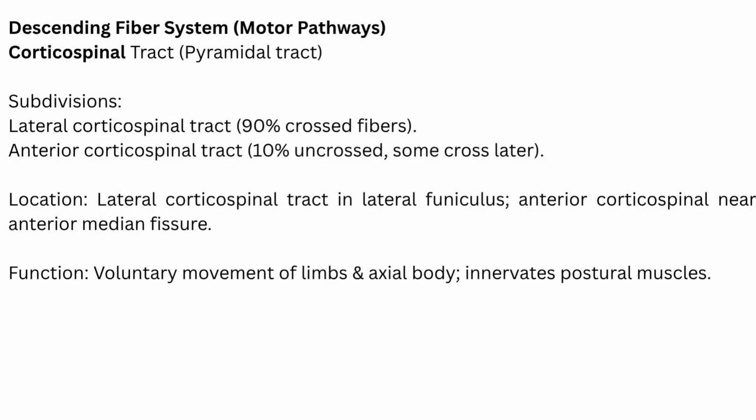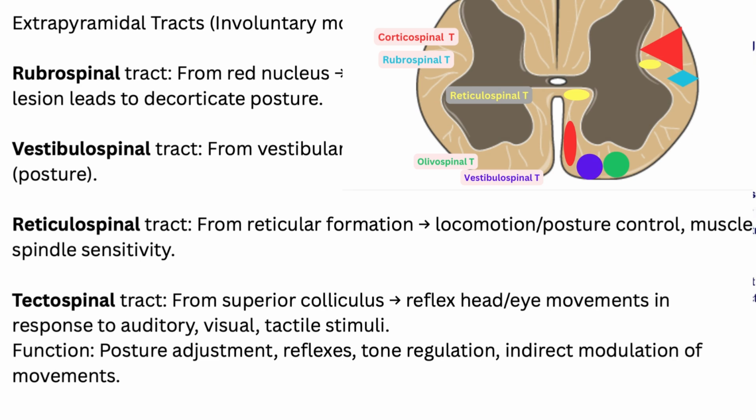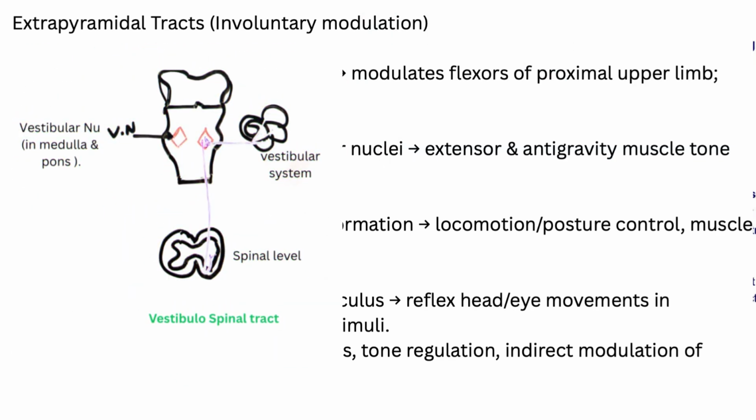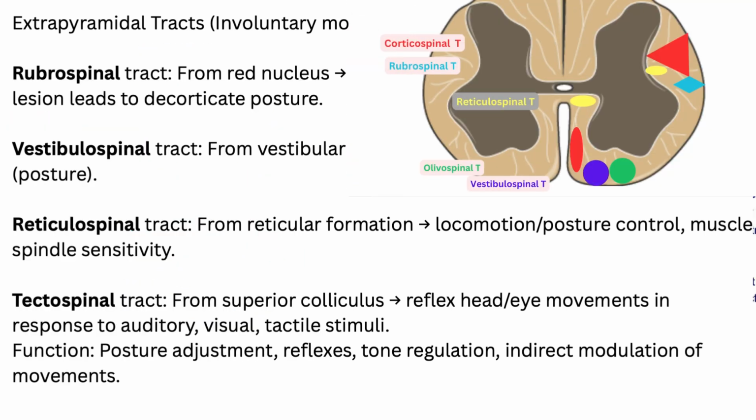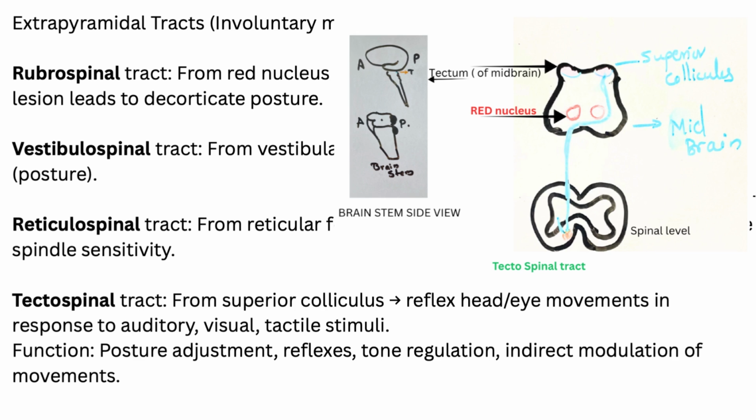The corticospinal tract we discussed already, starting from the cortex to the spinal cord, helping us with voluntary movement. Now, what are the other extrapyramidal tracts? The rubrospinal tract starts from the red nucleus in the brainstem and helps majorly with flexor tone activity in the upper limb. The vestibulospinal tract starts from the vestibular nuclei and provides extensor muscle tone and anti-gravity muscle activity. The third one, the reticulospinal tract, starts from the reticular formation of the brainstem and is helpful for locomotion and postural control. The last one, the tectospinal tract, starts from the superior colliculus of the brainstem and is connected with head and eye movements and other reflexive activities.